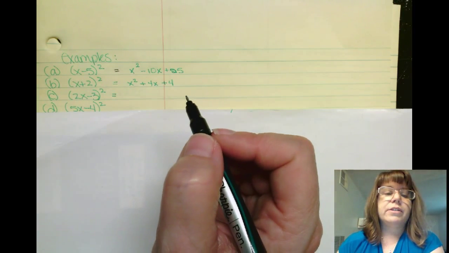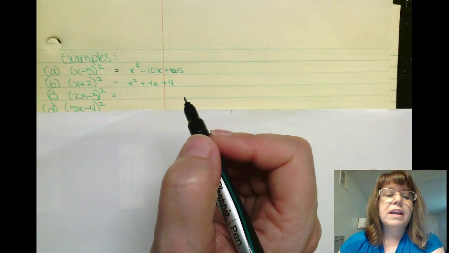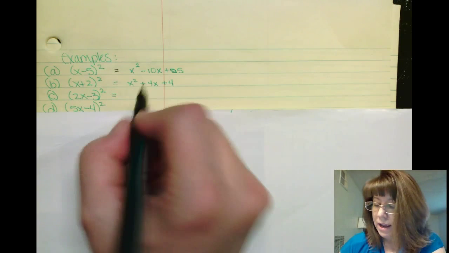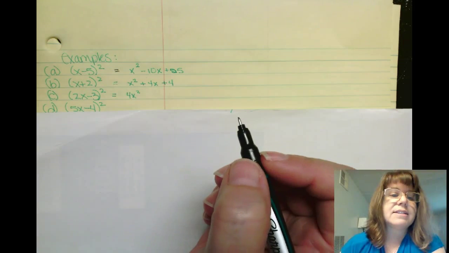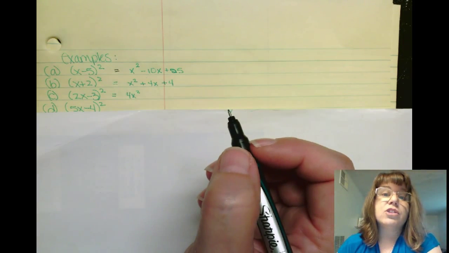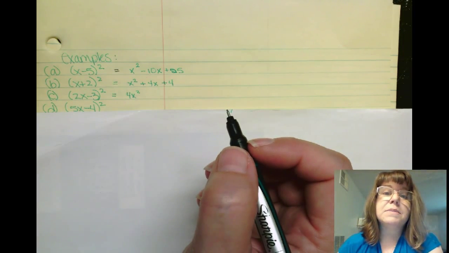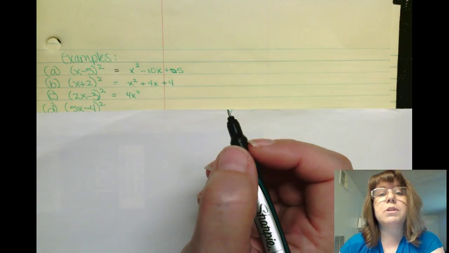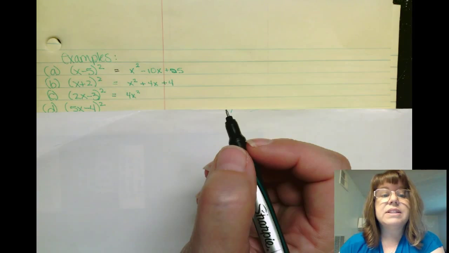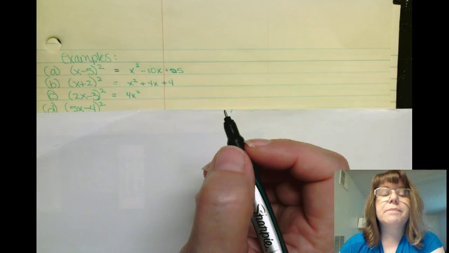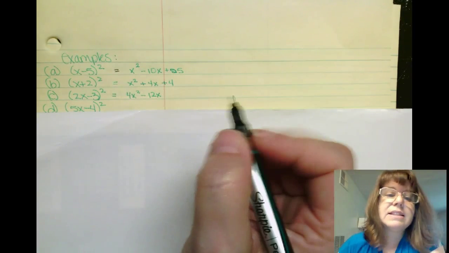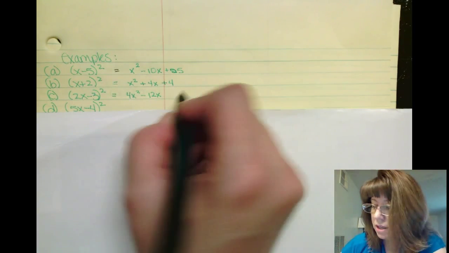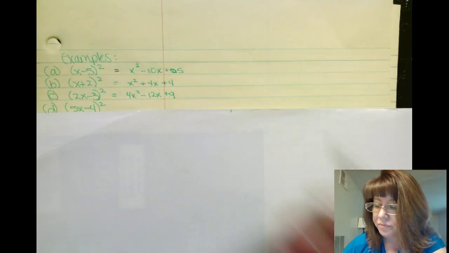Next term, 2x squared. 2x squared is going to be 4x squared. We give the square to both the 2 and the x. Now we have 2x times negative 3. That's 6x, but now we have to double it. So negative 6x times 2 is negative 12x. And lastly, negative 3 times negative 3 is positive 9.